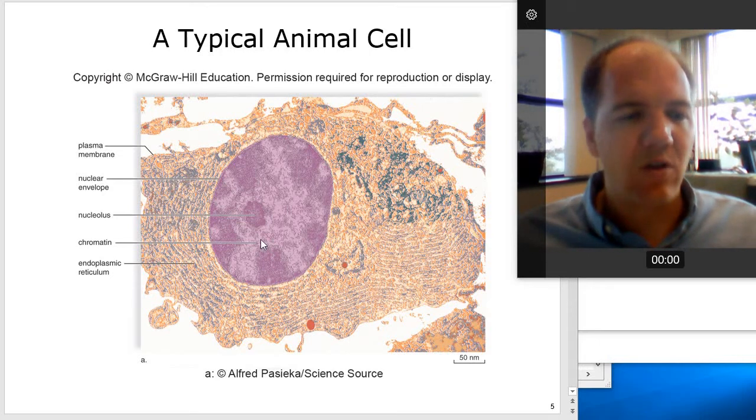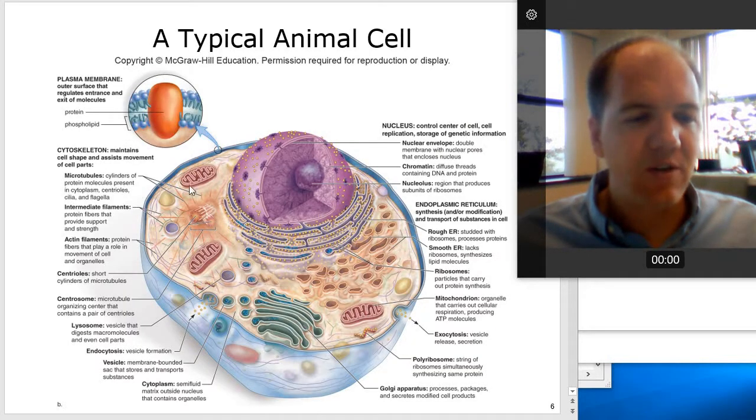We call that chromatin. Here's a drawing of the cell, so we can differentiate all the different parts a little bit more. I know there are lots of words on here, but I want to point out the main ones that I want you to learn. The plasma membrane, we already talked a little bit about that. That's this blue envelope here. The nucleus over here, you can see this big purple nucleus.